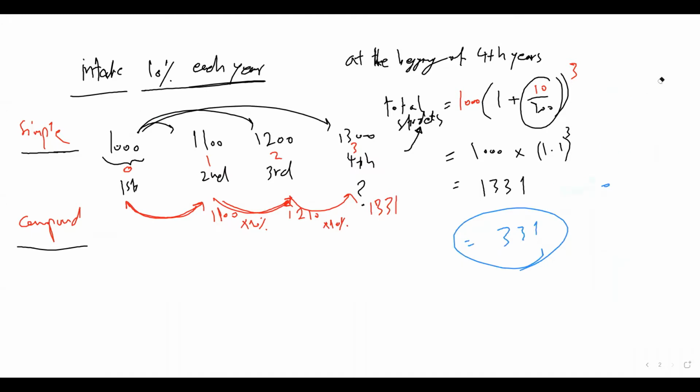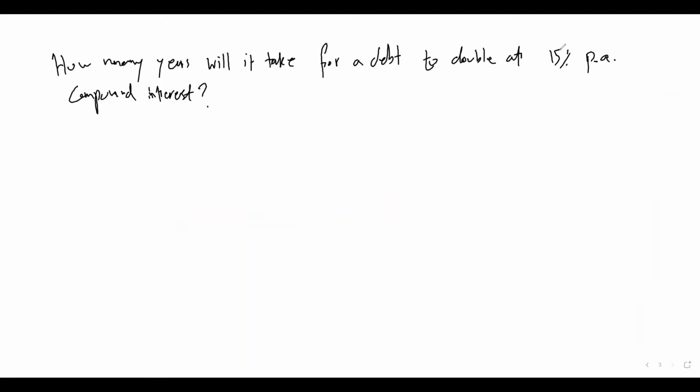So I'm going to erase everything here, and that's it. Maybe we can do one tricky question. How many years will it take for a debt to double at 15% per annum compound interest, right? So this is basically on a yearly basis, per annum. And we know that they're talking about the compound interest.